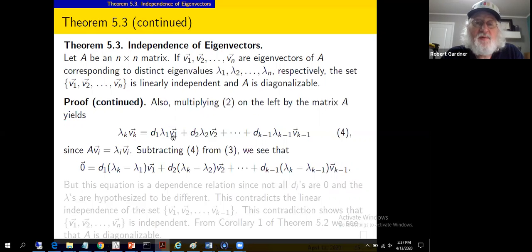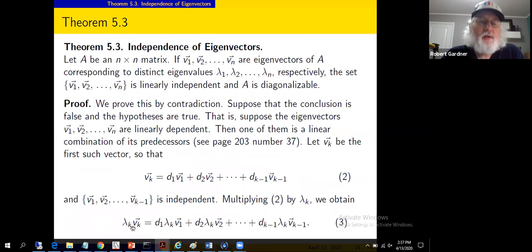We had A times v sub 1. Okay, that's the same as lambda 1 times v sub 1. So we're changing the matrix multiplication for this scalar multiplication, which you can do because you've got eigenvalues and eigenvectors. Do that throughout on the right-hand side. Now we've got lambda sub k, v sub k on the left-hand side, and some stuff on the right-hand side. We're going to subtract this equation 4 from the previous equation 3.